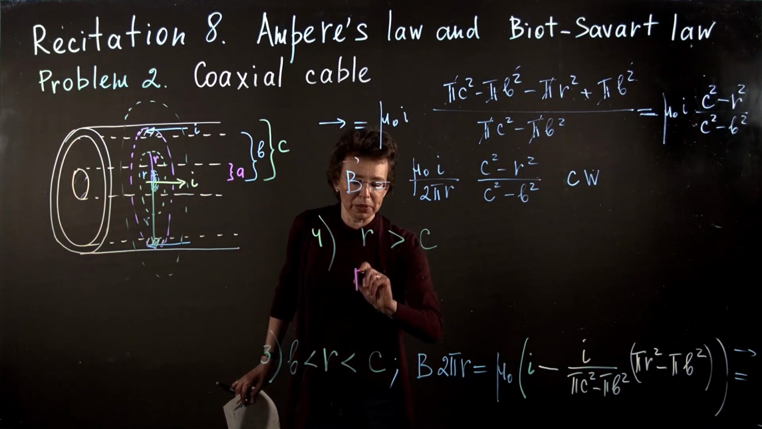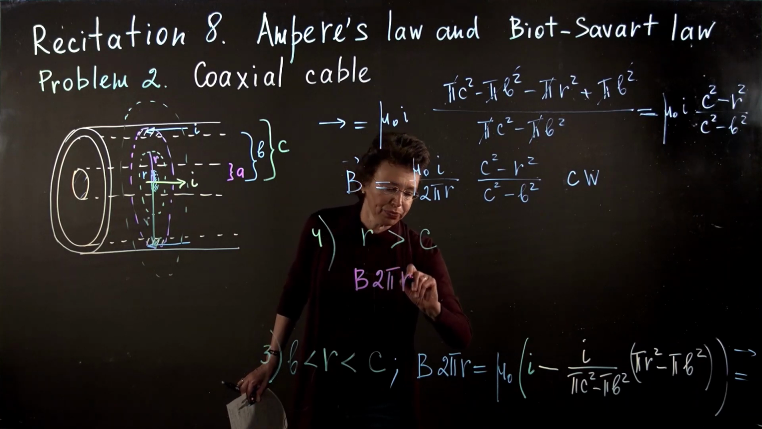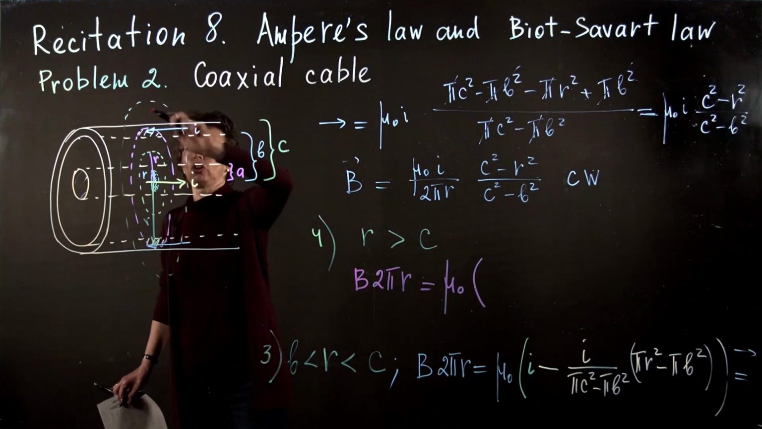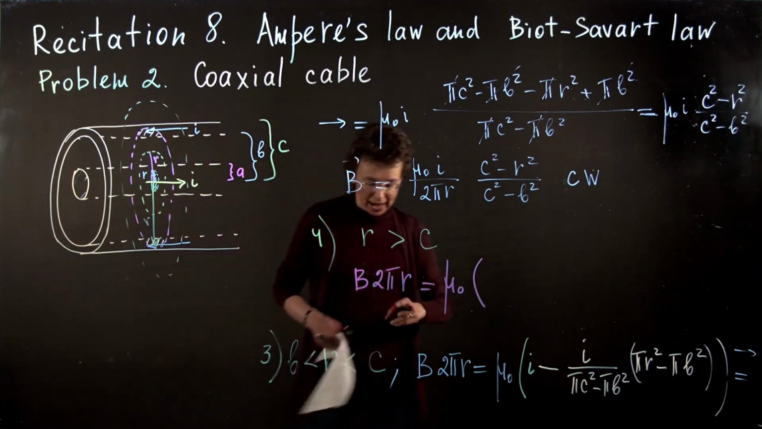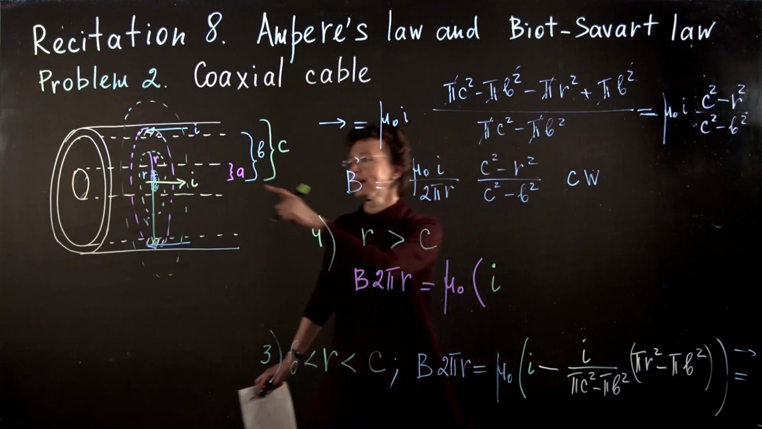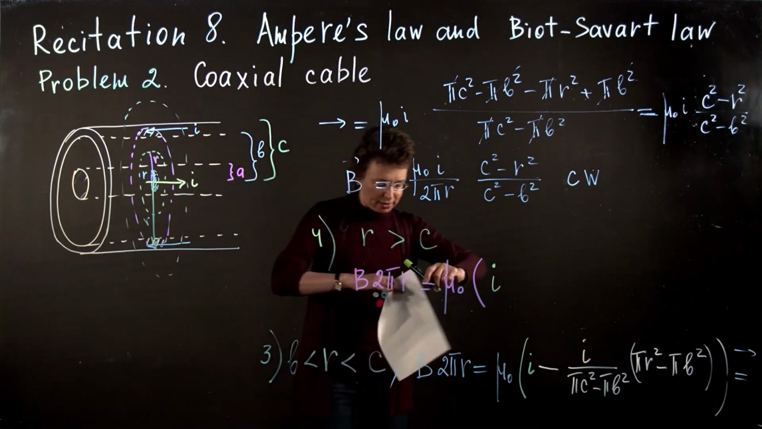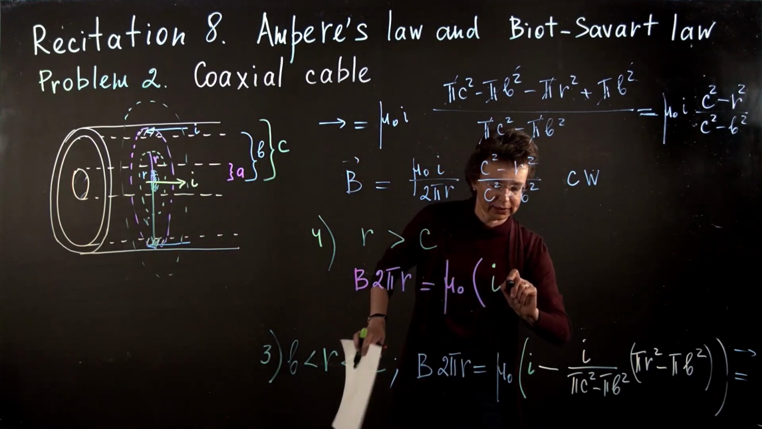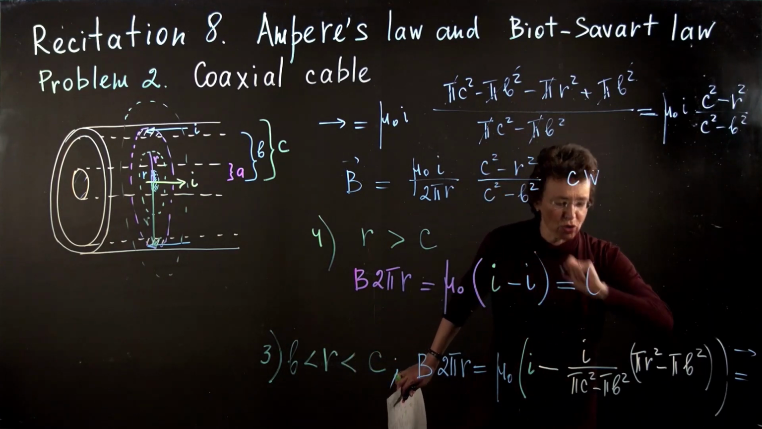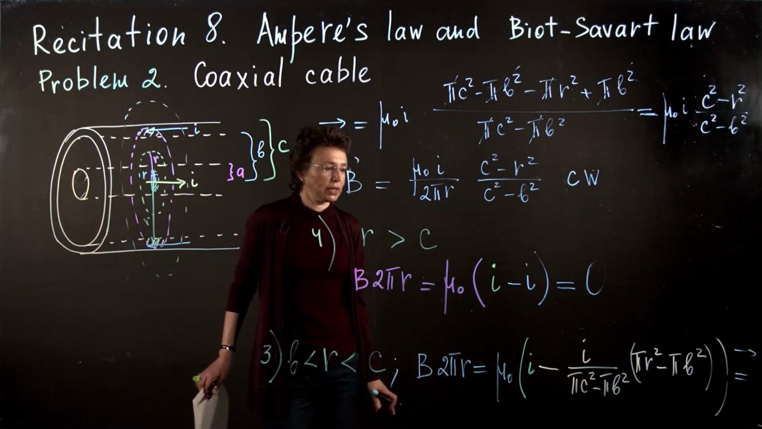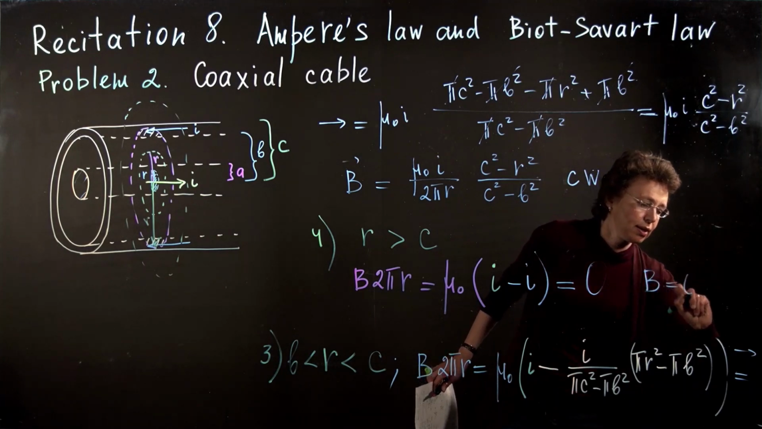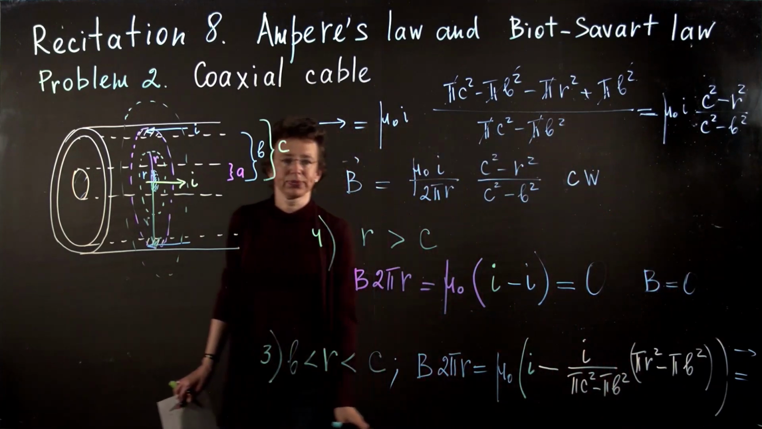No changes. It is B times 2 pi R equal to mu naught, constant, and then the current enclosed by this loop, which is current I that is flowing to the right, and then current I that is flowing to the left, and it comes with minus. So the magnetic field outside of this coaxial cable is 0, as we expected. So now we know the magnetic field everywhere. Problem solved.